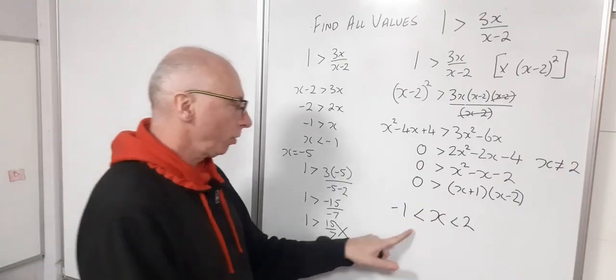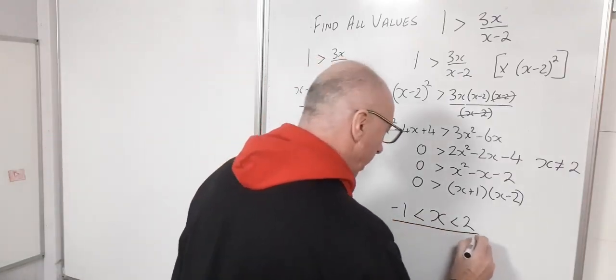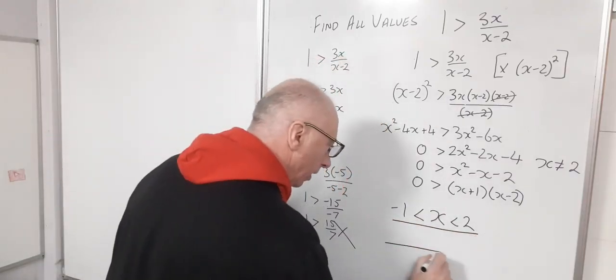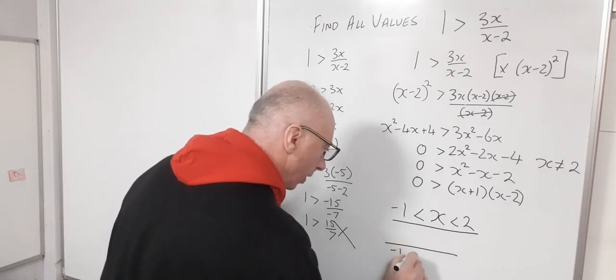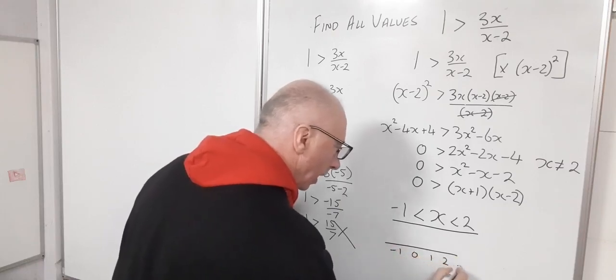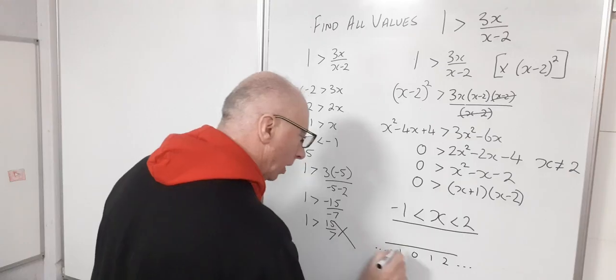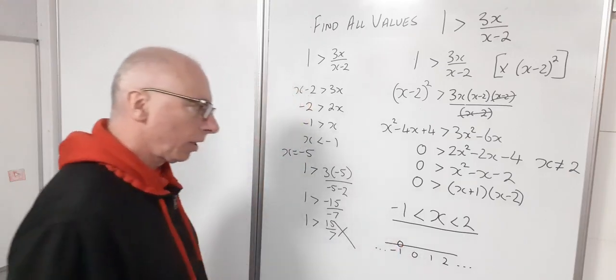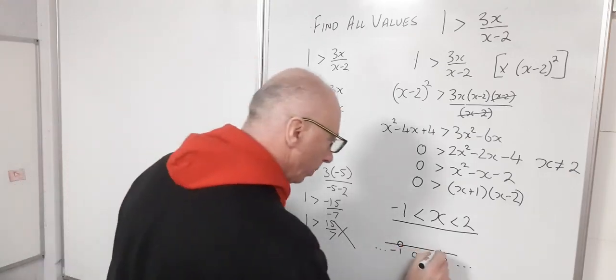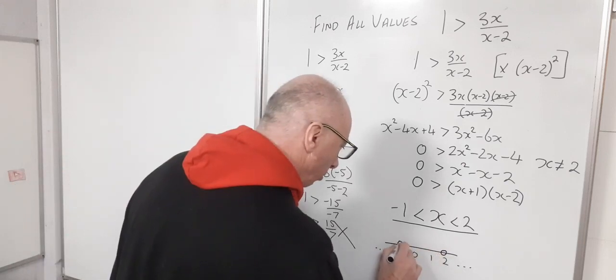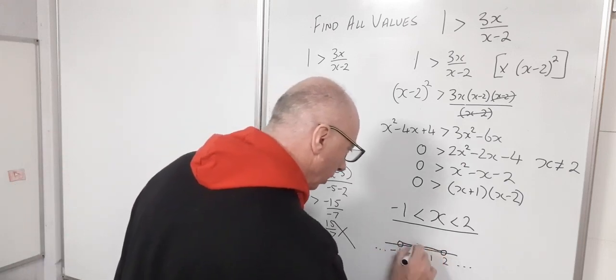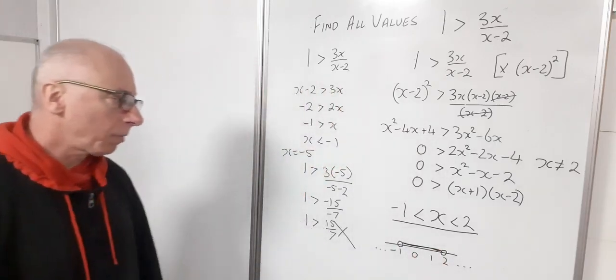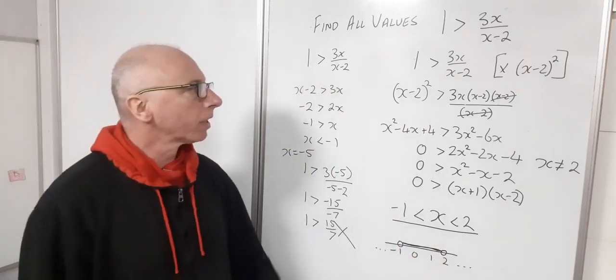So that's my solution there. If I was to draw that on a number line, I would have minus 1, 0, 1 and 2 and so on. Minus 1 is not included, the 2 is not included, and all the numbers in the middle would be included in my solutions. So that's how we represent it on a number line.